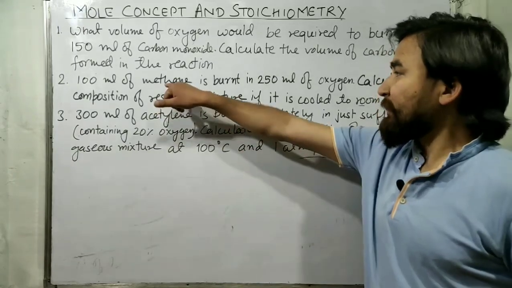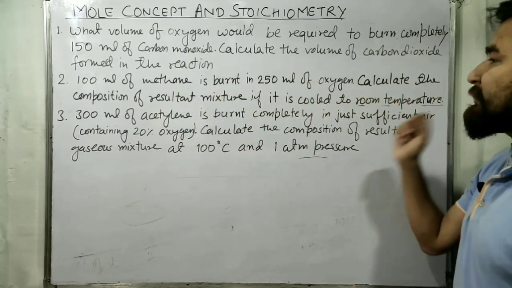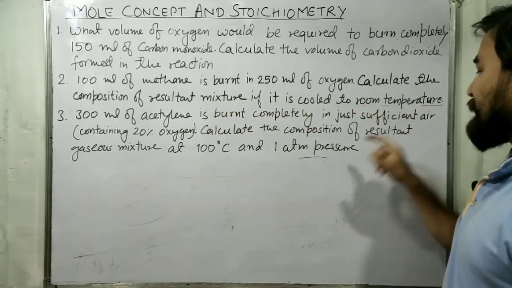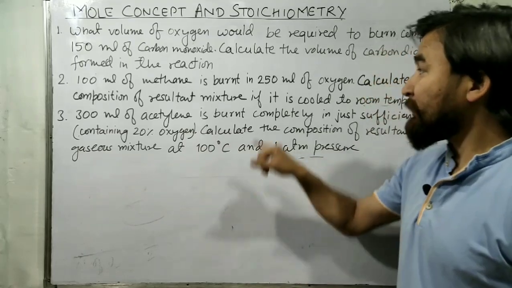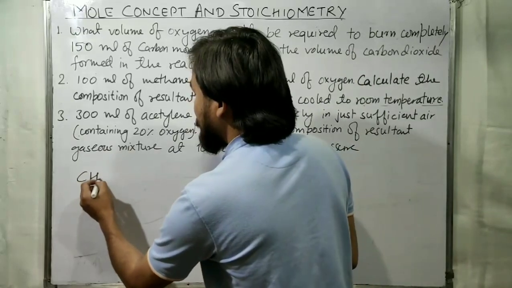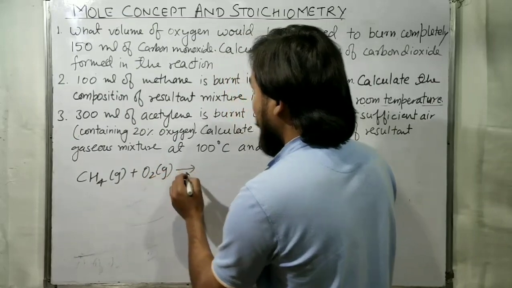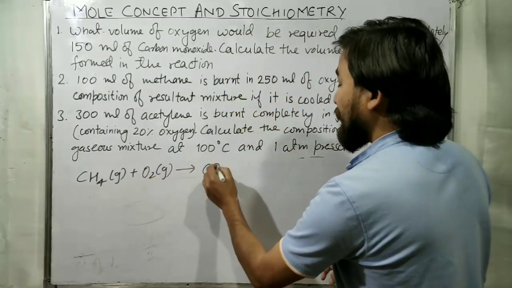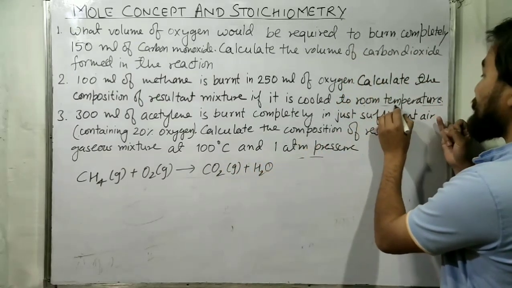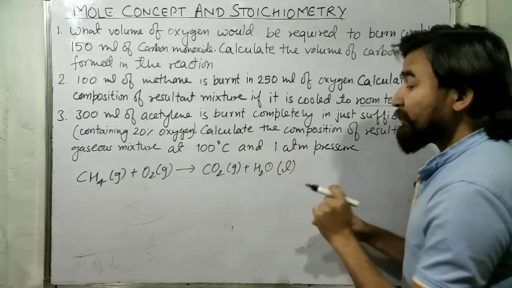The next question is: 100 ml of methane is burned in 250 ml of oxygen. Calculate the composition of the resultant mixture if it is cooled to room temperature. So what do you have to remember here? That the reaction is of methane, that is CH4, a gas, with oxygen, which is also a gas. And what will it form? It will form carbon dioxide and water. Because it is taken at room temperature, water will be a liquid, not a gas.